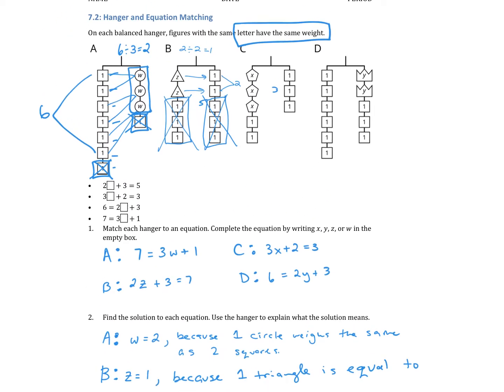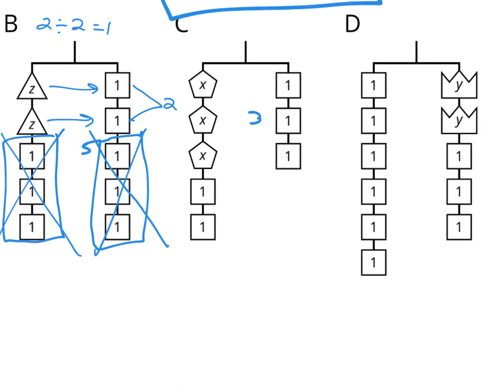All right, let's take a look at hanger C. So I need to remove 2 on the left to keep it balanced. I also have to remove 2 on the right. And now I only have 1 left, but my pentagons, I have 3 of those. So I need to split this 1 up 3 ways. So think about if I were to take this rectangle and split it into 3 parts, how much would each part be? So in other words, what is 1 divided by 3?